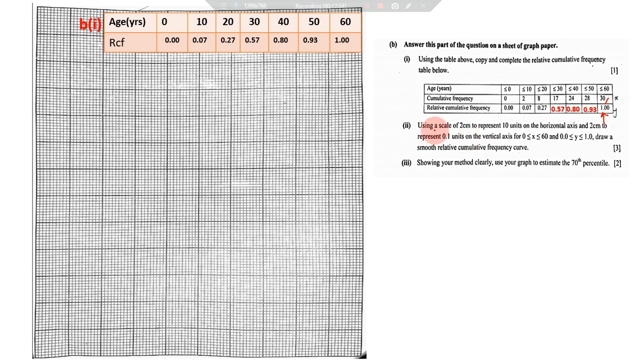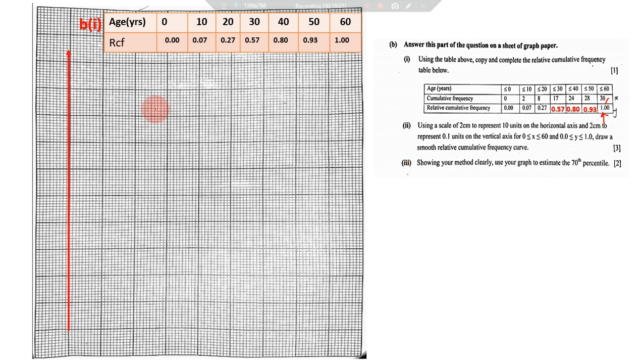The scale is saying using a scale of 2 centimeters to represent 10 units on the horizontal axis and 2 centimeters to represent 0.1 units on the vertical axis. For the X values, the values are starting from 0 to 60. Then in the Y values, the values are starting from 0.0 to 1.0. Okay, so let us align the scale.